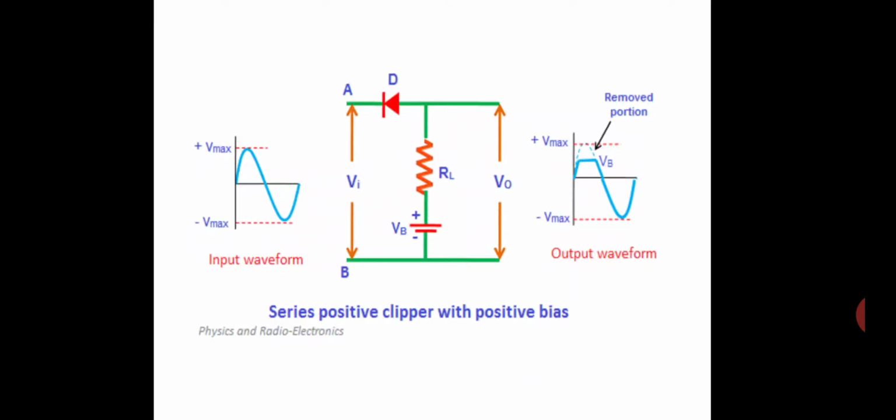This circuit is similar to the previous section, only a DC battery VB is connected with the load. In the previous topic, the diode circuit clips the positive part and gives the negative part in the output. When the battery is connected, this circuit does not remove the whole positive cycle, it removes only a portion of the positive cycle. How?